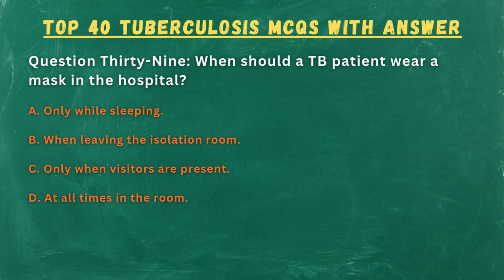Question 39. When should a TB patient wear a mask in the hospital? A. Only while sleeping. B. When leaving the isolation room. C. Only when visitors are present. D. At all times in the room. Answer. B. When leaving the isolation room.